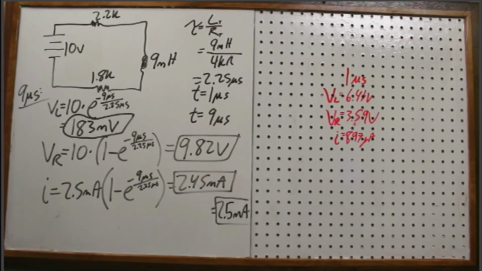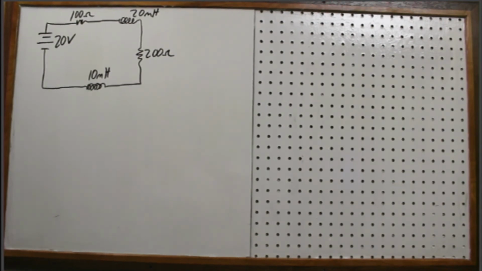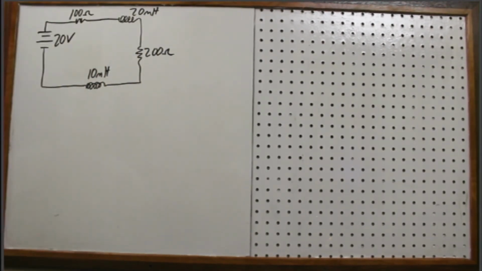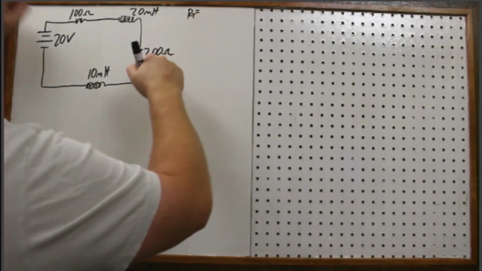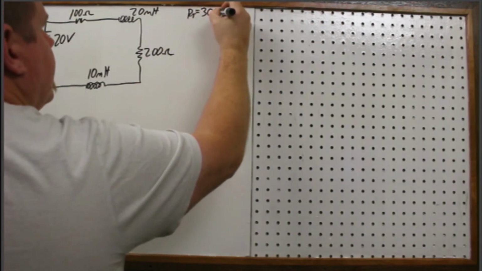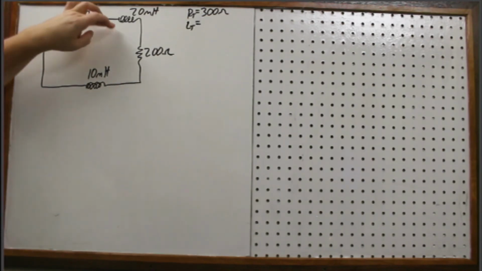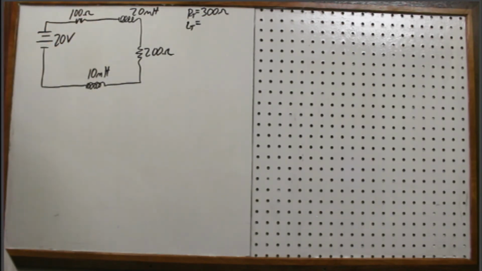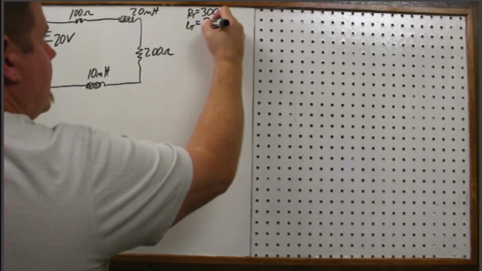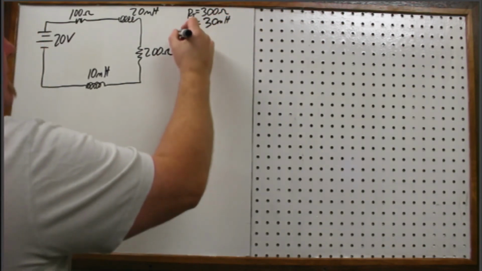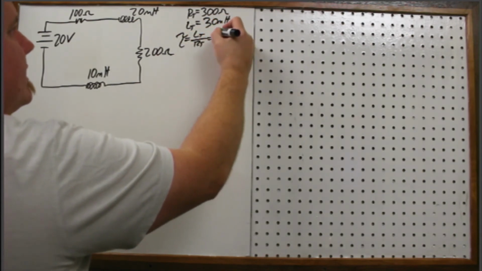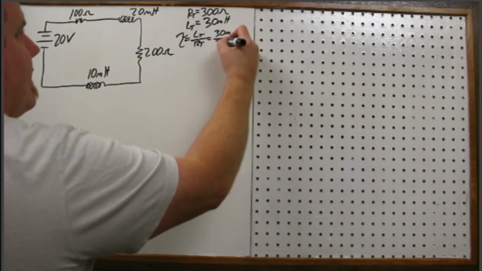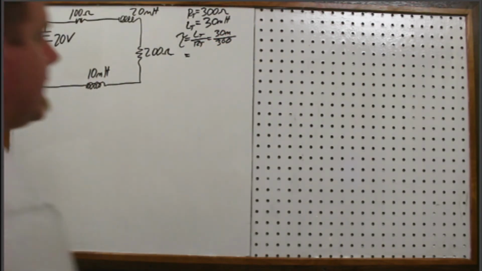So now let's do one where we add a couple of inductors. In this case we've got 2 resistors and 2 inductors. Same thing. Maybe up here I'll do my total resistance to keep track of this. So 100 plus 200 is 300 ohms. My total inductance, these are in series, so I treat them like resistors in series and just add them together. So my total there is 30 millihenries. That means my tau is L_T over R_T, which is 30 milli divided by 300. Let's see what we get.